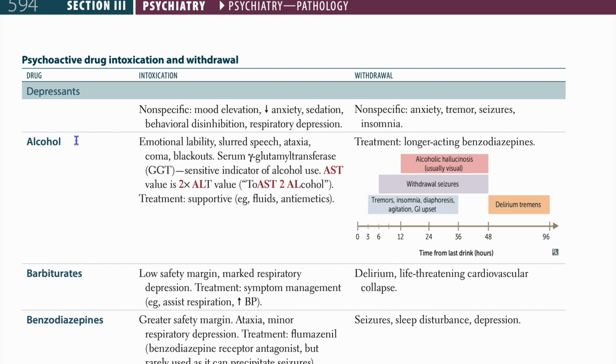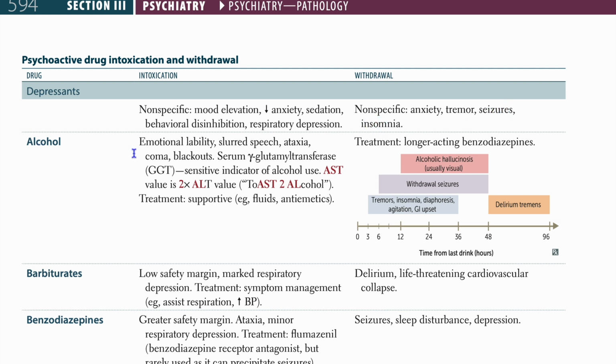So you would think, why do people drink alcohol if it's causing depression? It's a depressant because of respiratory depression, but they do elevate the mood. They decrease anxiety, and all the inhibitions are gone. Because of that, withdrawal is non-specific: anxiety, tremor, seizures, and insomnia. This is a common theme amongst the withdrawal of things.